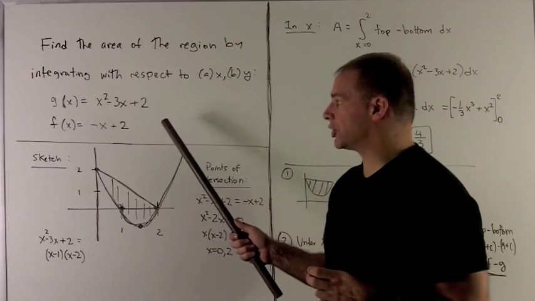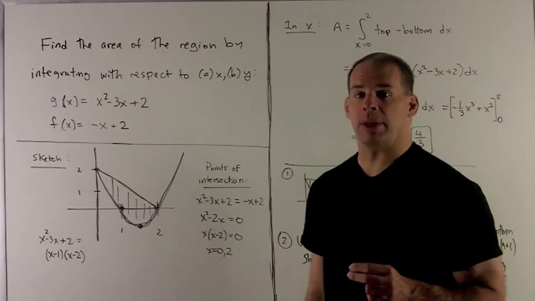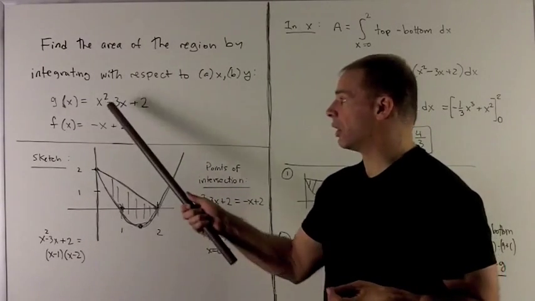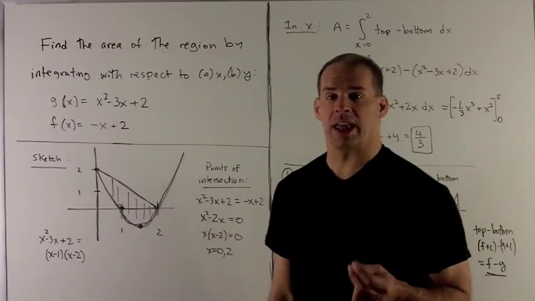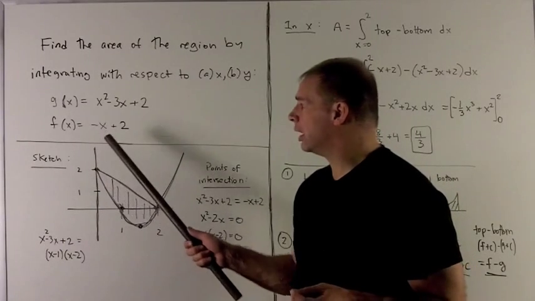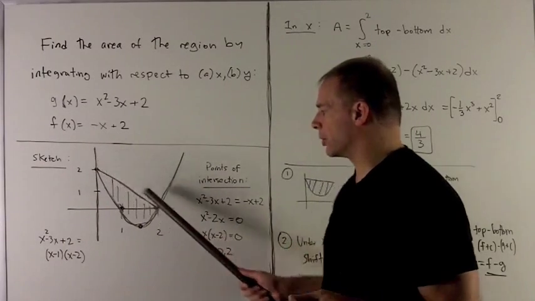If I look at my two functions, the first function is a parabola that faces up, since the coefficient on x squared is positive. My second function is a straight line with intercept 2 and slope minus 1, so it goes down like that.